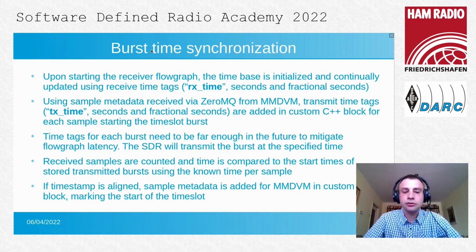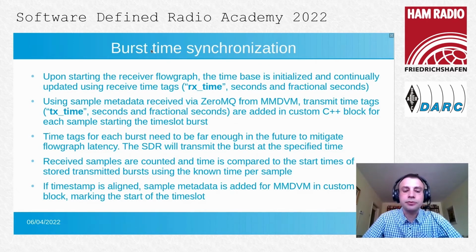Also, we use the tagging mechanism to count the received samples and compare the time of each received sample to the start times of the transmitted bursts, storing the bursts in our memory, and then comparing the time for each sample by multiplying with the known time per sample, because our sample rate is known and it is therefore easy to compute the time of the sample.